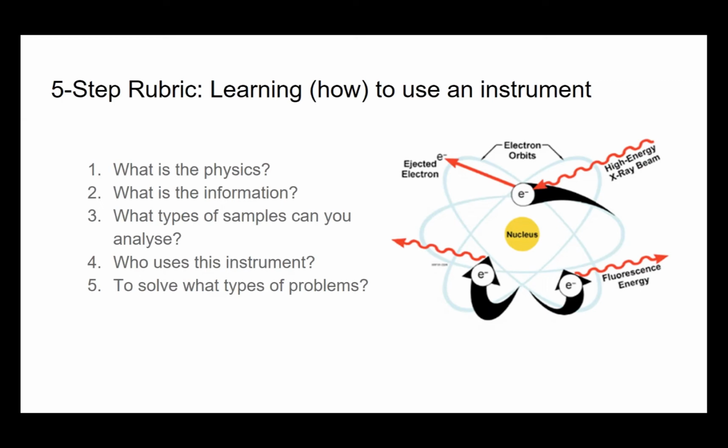And then what types of samples can you analyze by any particular instrument? Certainly you can put solid samples in an instrument that uses a vacuum system, but liquids not at all, and oils only very carefully. And so if you have a liquid sample, you're probably thinking of a different type of analysis. Who uses this instrument? So who are the operators and who are the customers? And then last and most importantly, to solve what types of problems? We take this 5-step rubric and we apply it to an entire spectrum of instruments and problems and materials in our course, and one that we're developing right now.